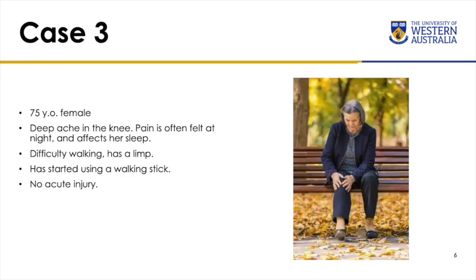Next case is a 75-year-old woman. She has a deep ache in the knee. Pain is often felt at night and affects her sleep. She has difficulty walking and has developed a limp. Lately, she's started using a walking stick to help her with mobility. She has no history of an acute injury, but the symptoms have gradually got worse with time.